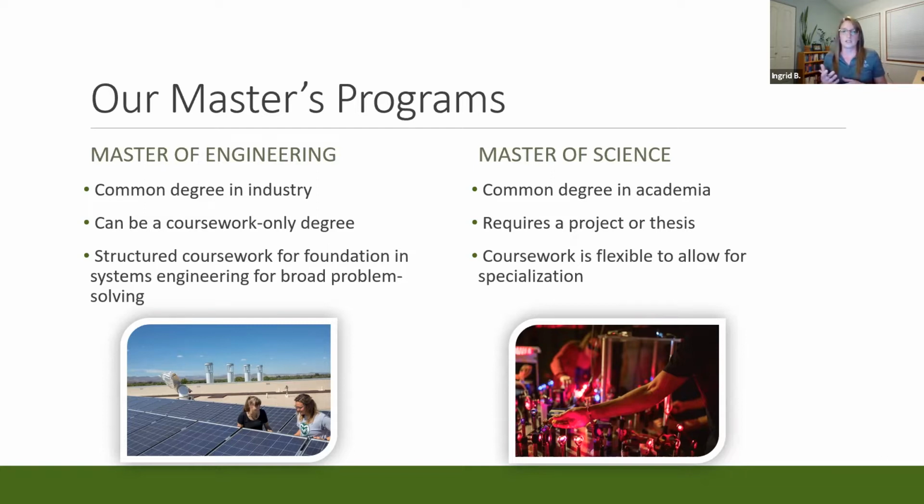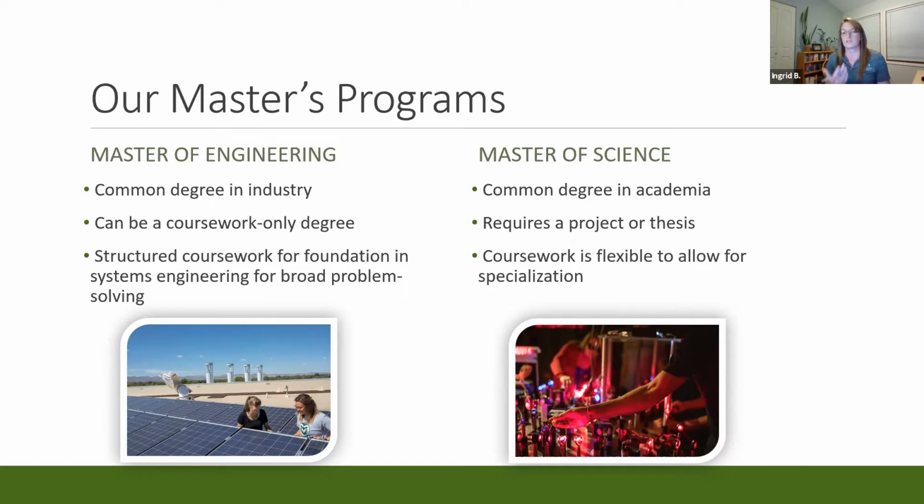The Master of Science is a little bit more common in academia. And certainly if you were interested in going on for a PhD at some point, I'd recommend the Master of Science for you, because it has the potential to do a little bit more individualized research or projects. It does require either a 3-credit project or a 9-credit thesis. And I'm going to talk about that in a little more depth in just a moment.